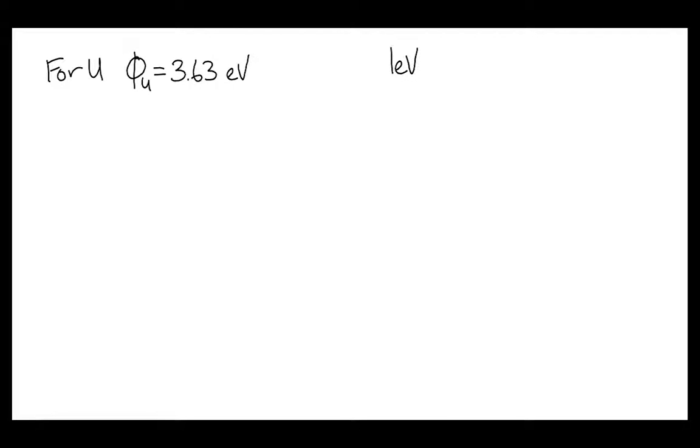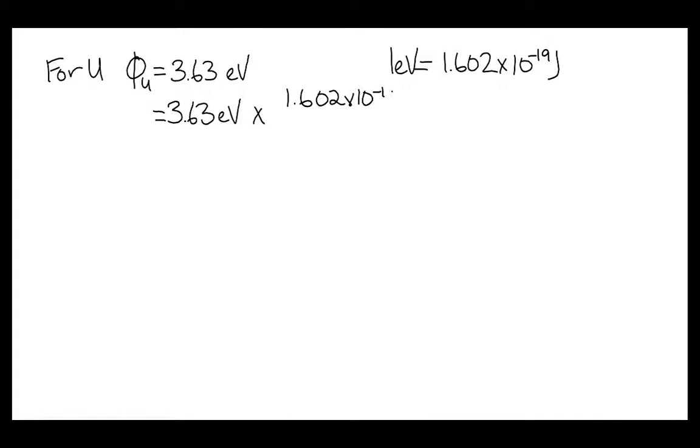The first step is that we want to convert electron volts into a more familiar unit such as joules. So to do that, what we will do is multiply 3.63 electron volts by 1.602 times 10 to the negative 19 joules, divided by 1 electron volt. What will happen is that the electron volts will cancel out. We will get that the work function is equal to 5.82 times 10 to the negative 19 joules.